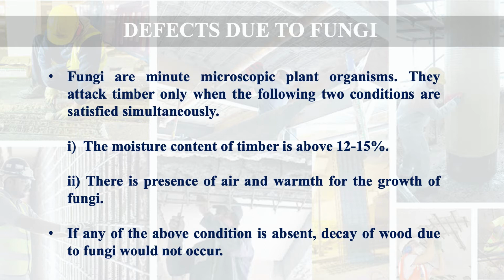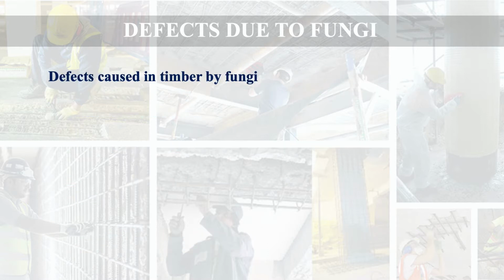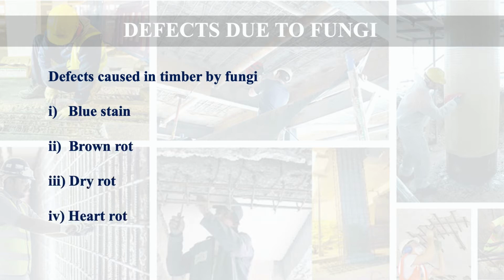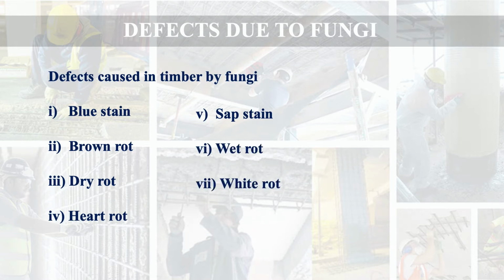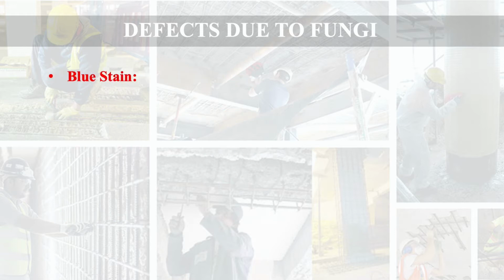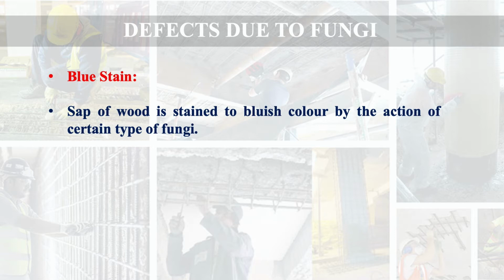What are the different defects due to fungi? The defects caused in timber by fungi are blue stain, brown rot, dry rot, heart rot, sap stain, wet rot, white rot. Now let us discuss one by one. First, blue stain. In blue stain, sap of wood is stained to a bluish color by the action of certain types of fungi.